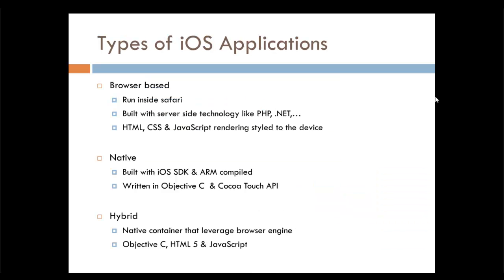There are three types of iOS applications available. One is browser-based, which is a completely web-based application that runs on Safari. Another is the native application, which is built with the iOS SDK, compiled for the iPhone CPU, and basically written in Objective-C. And hybrid applications are basically a native container that leverages both native and browser-based applications. We can take Facebook as an example. Facebook designed their native GUI, and from there on, they use HTML5 to load the content. It basically uses both native and browser-based.